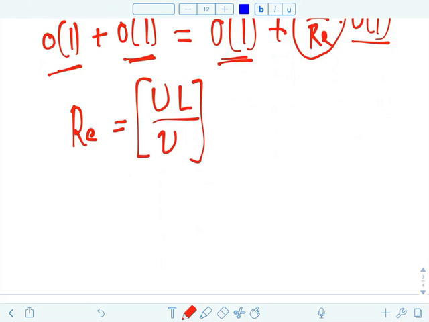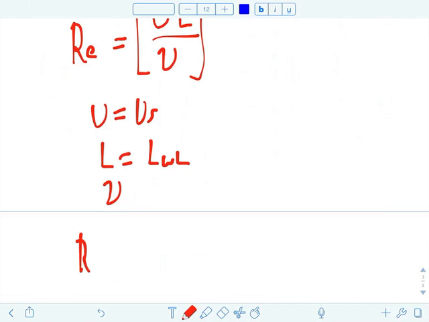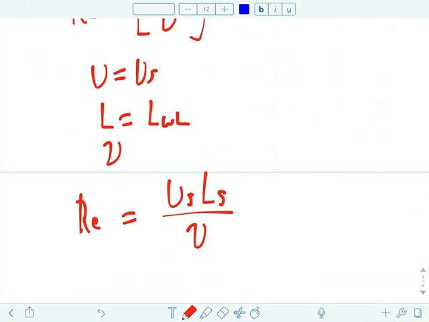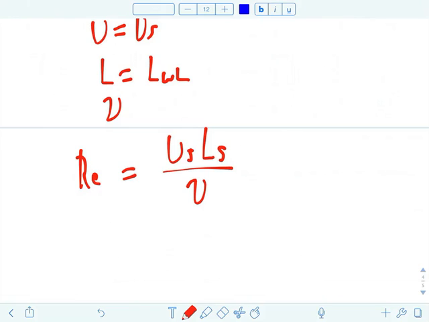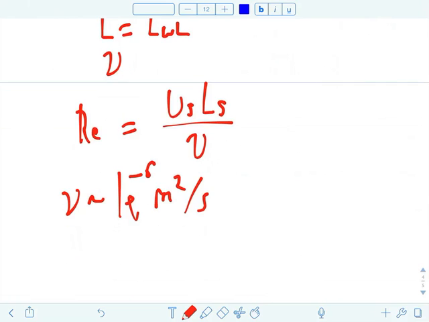For the ship problem, U is going to be the ship speed. L is going to be the length of the water line. And nu will be the kinematic viscosity. So Re for the ship is going to be equal to U ship, I'll just write it as L ship here, but that is the water line length, divided by the kinematic viscosity. One nice thing about working with water, nu is approximately 1e to the minus 6 meters squared per second in SI units. That's 1 over a million.